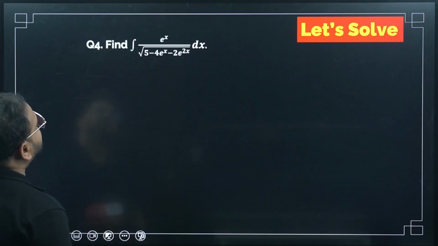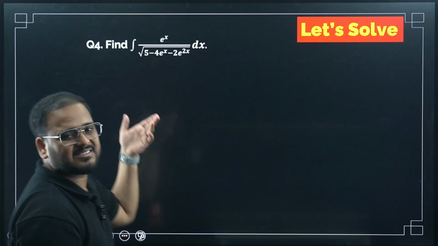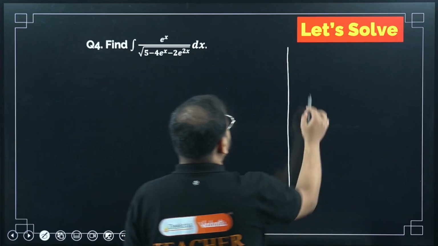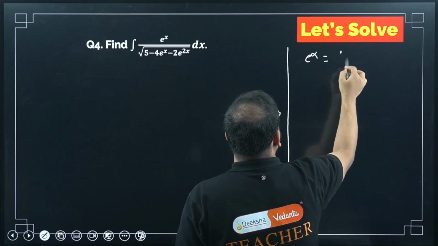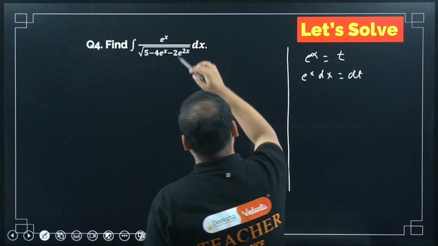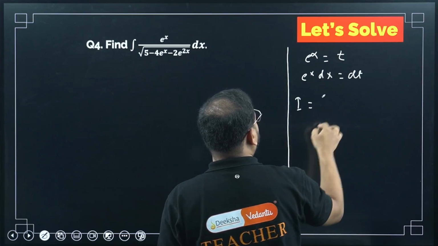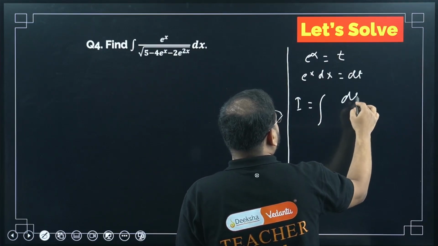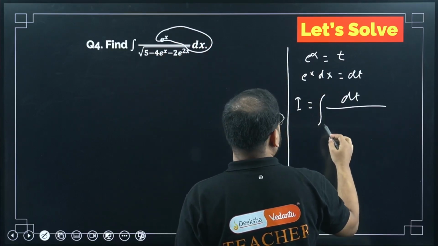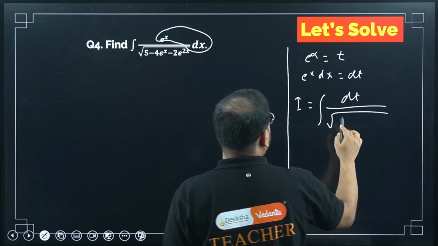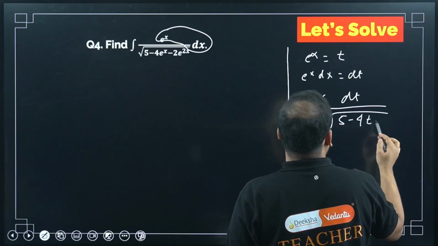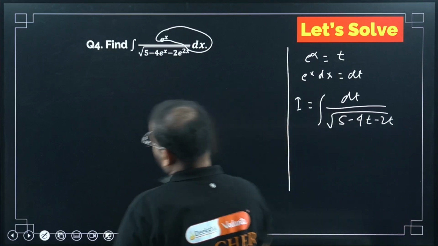What can we do about this? E power x I can take as t. Very simple. Correct? Take e power x as t. E power x is t. What's the differentiation? E power x dx equals simply dt. This will become what? Integration will become dt, because e power x dx is there. So dt upon root of, I have just 5, then I have minus 4t, and how much do I have? Minus 2t.